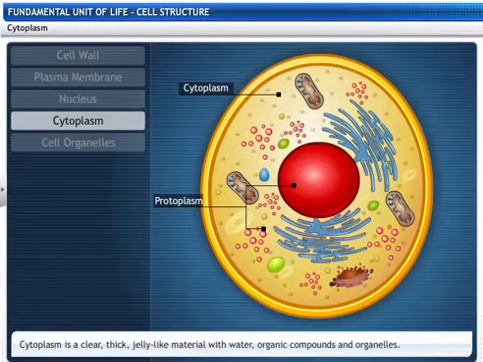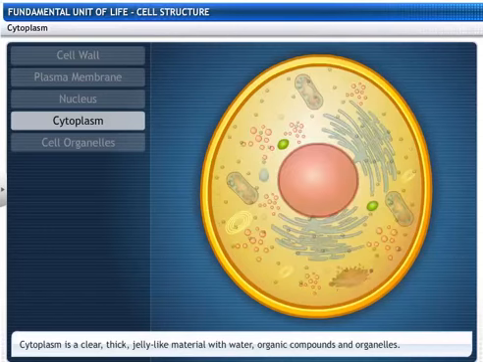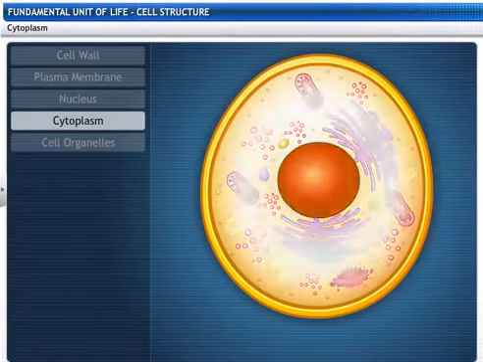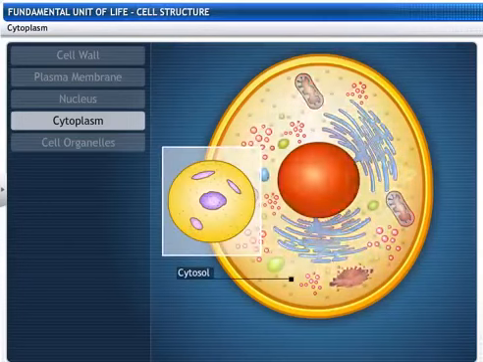Let's take a closer look at cytoplasm. The cytoplasm is a clear, thick, jelly-like material with water, organic compounds, and organelles. The liquid part of the cytoplasm, other than the organelles, is called cytosol.